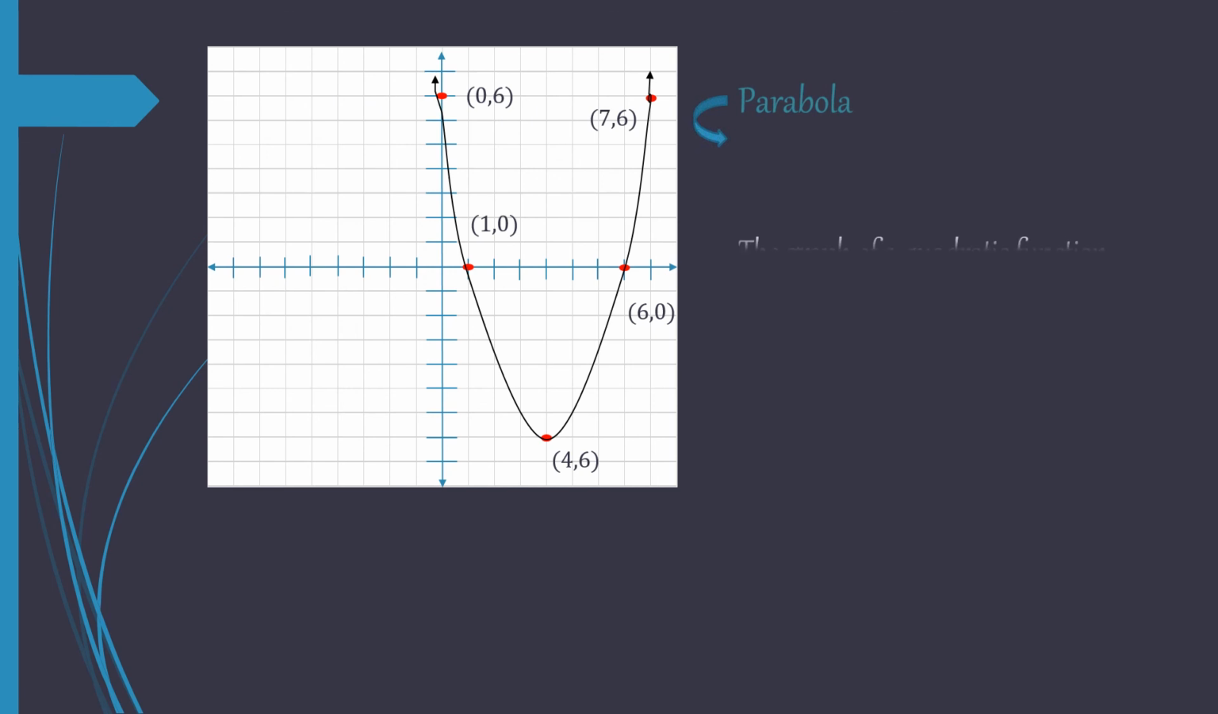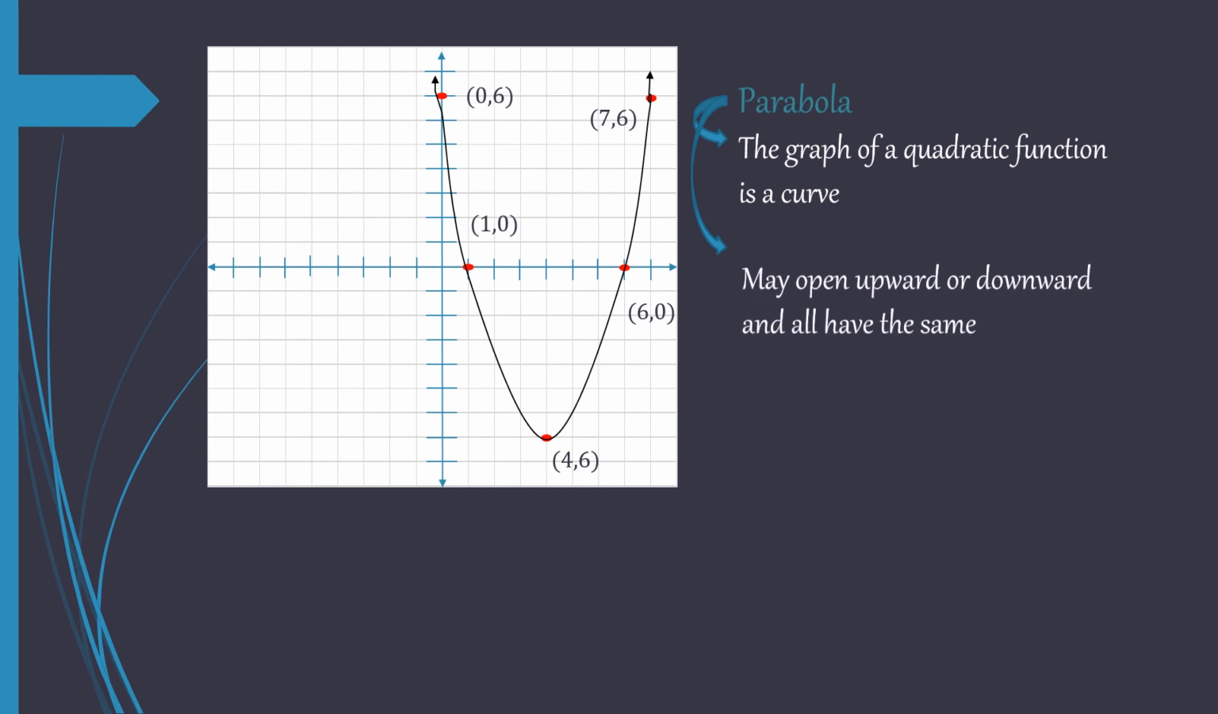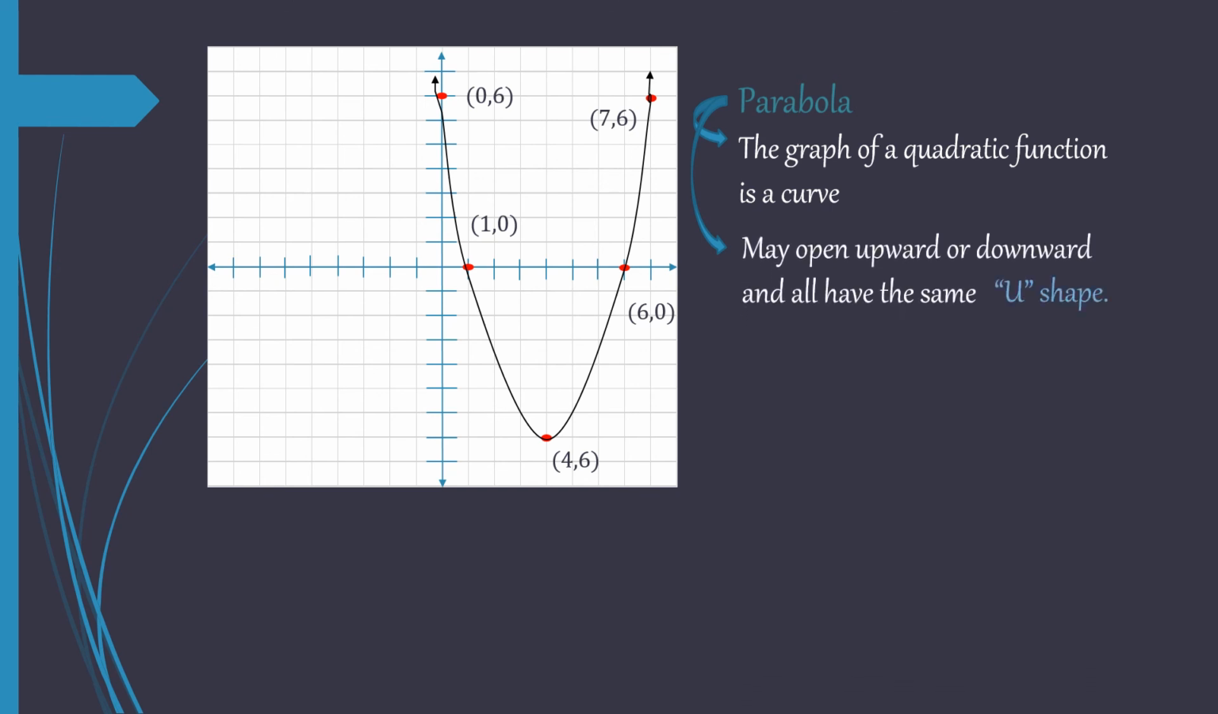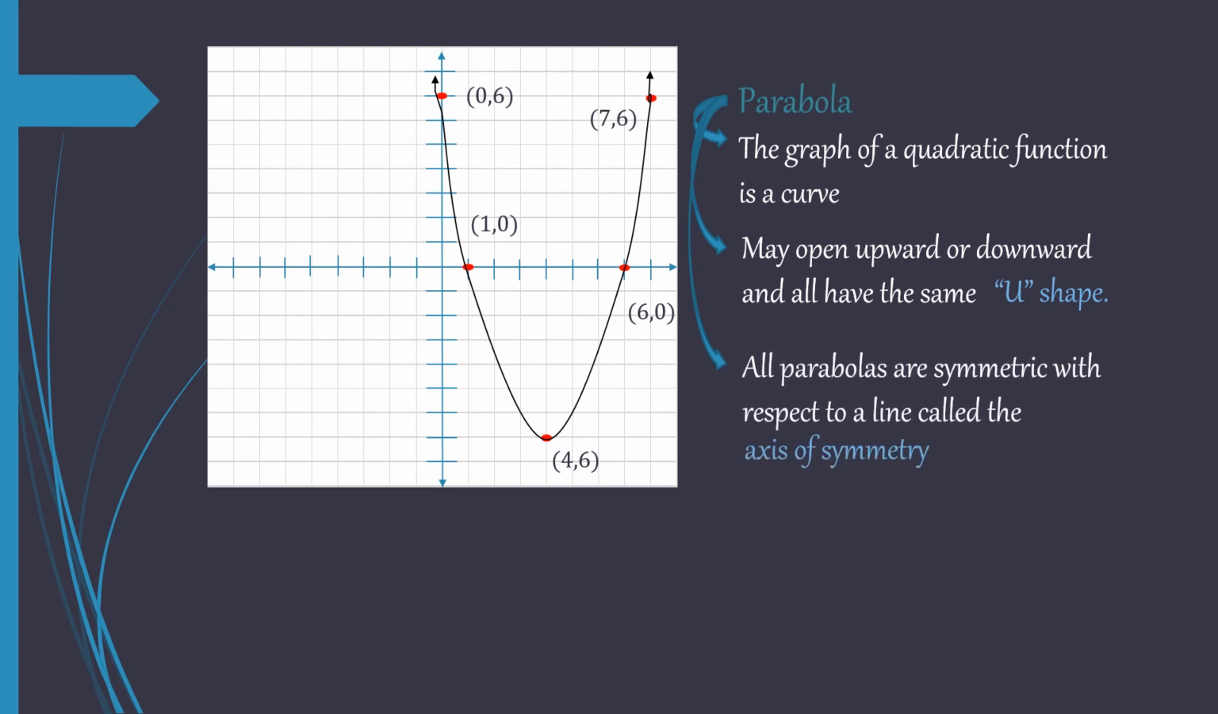The graph of a quadratic function is a curve, and a parabola may open upward or downward and all have the same U-shape. All parabolas are symmetric with respect to a line called the axis of symmetry.